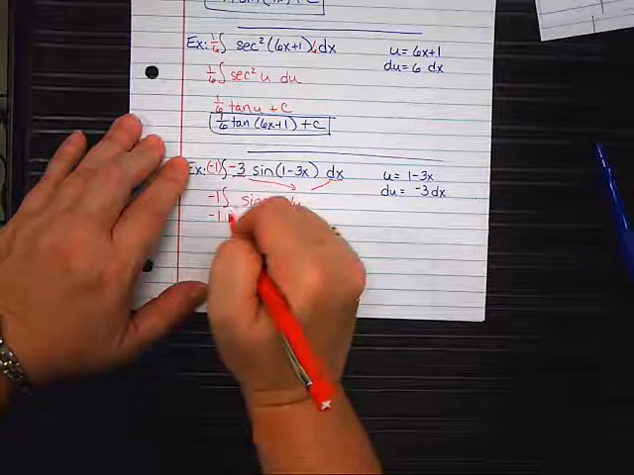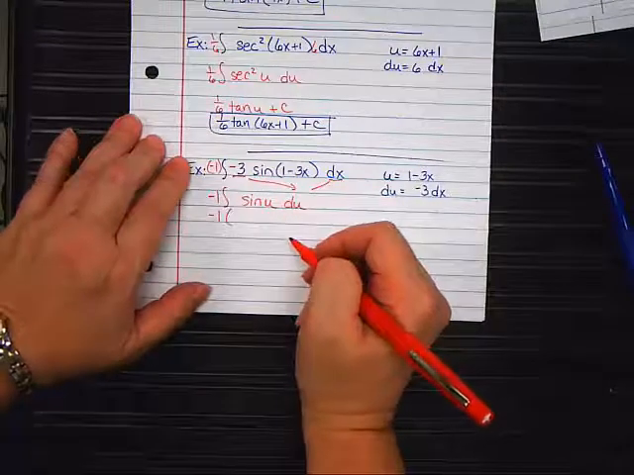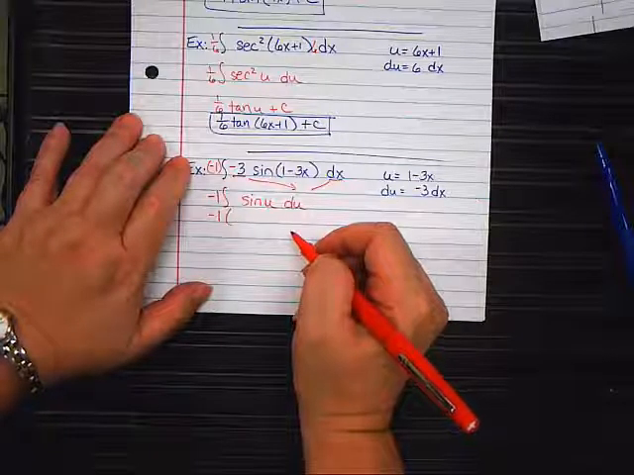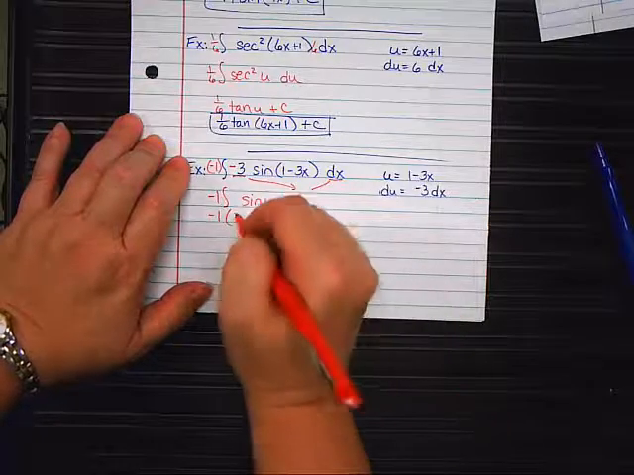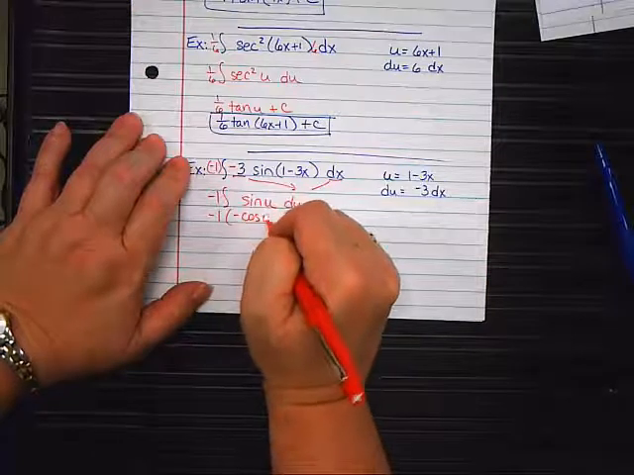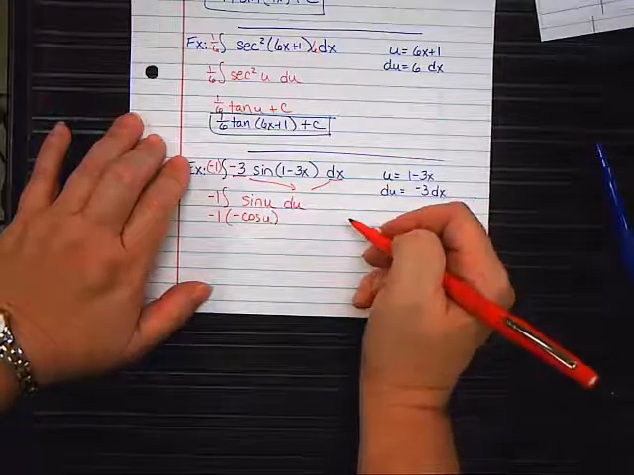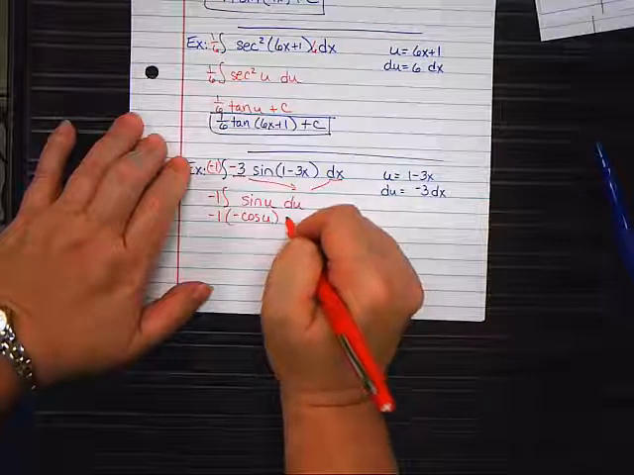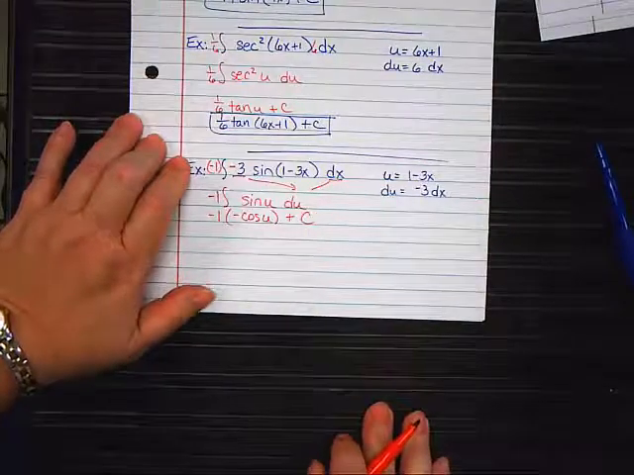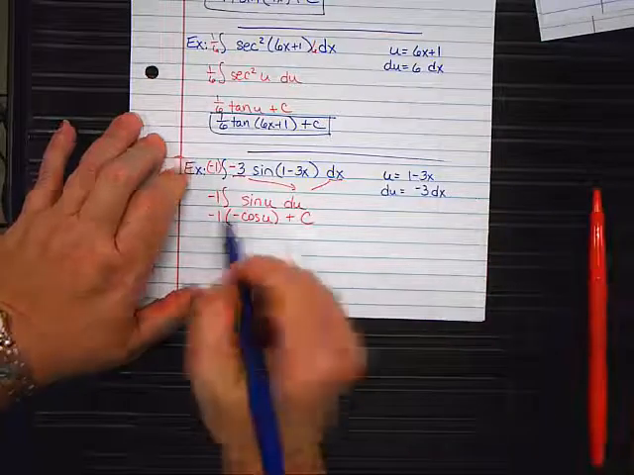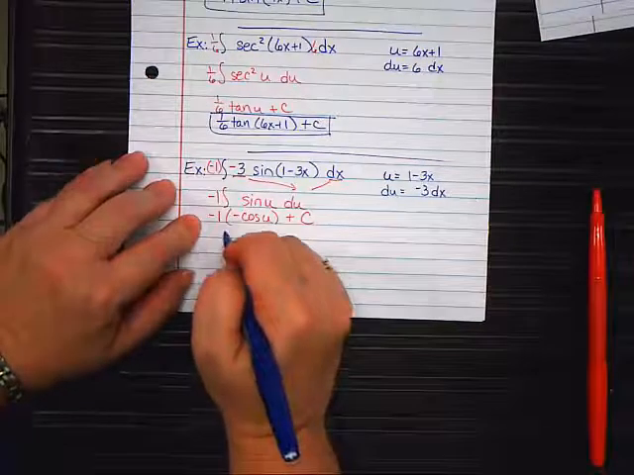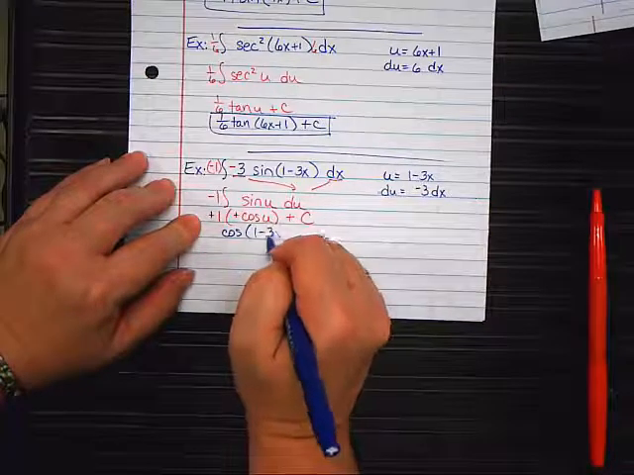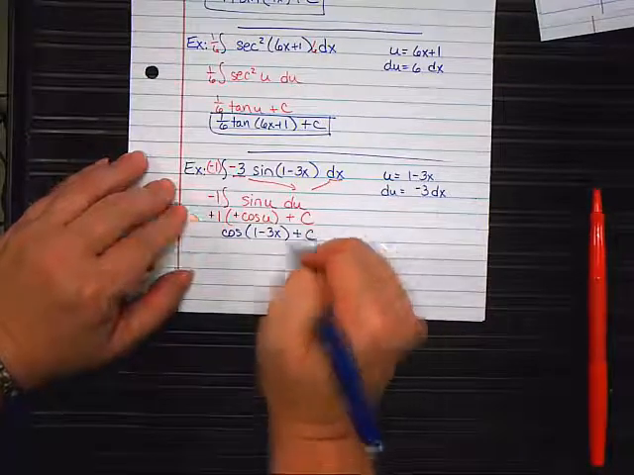So now we take the integral. What is the antiderivative of sine? Negative cosine or positive cosine? Negative cosine. Very good. Negative cosine, still u. I've dropped the integral symbol. What else do I need? Plus c. And now I've got to turn it back into x's. The two negatives become a positive. So it's cosine of 1 minus 3x plus c.